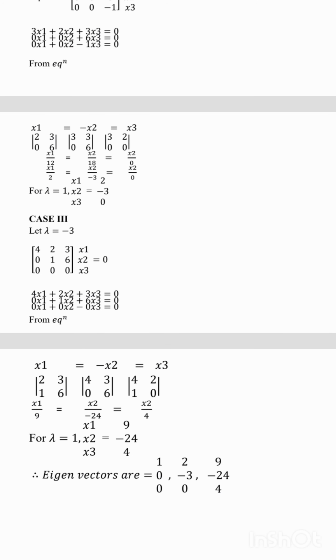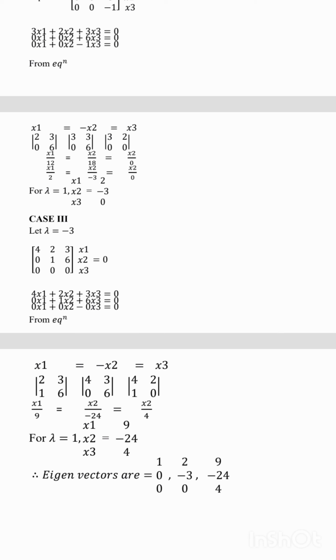Then x1/12 = x2/18 = x3/0, so x1/2 = x2/-3 = x3/0. Then for λ = -2, (x1, x2, x3) = (2, -3, 0).